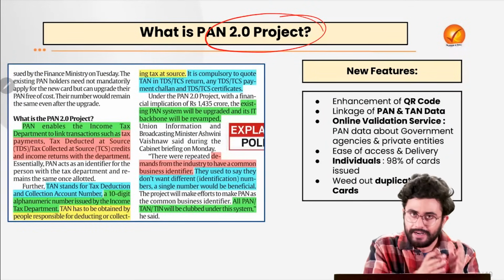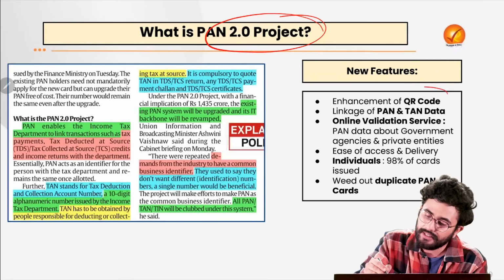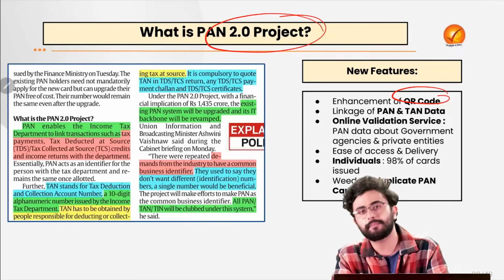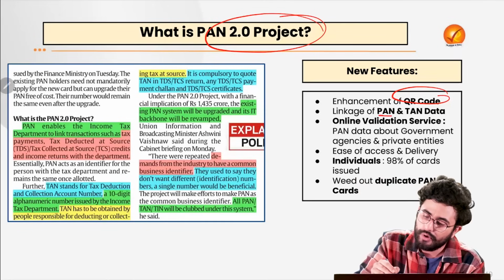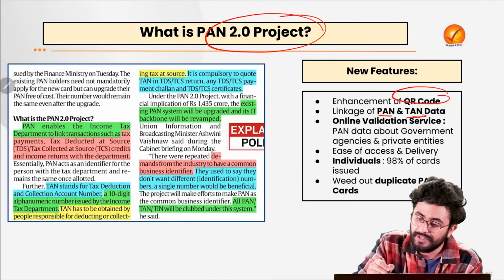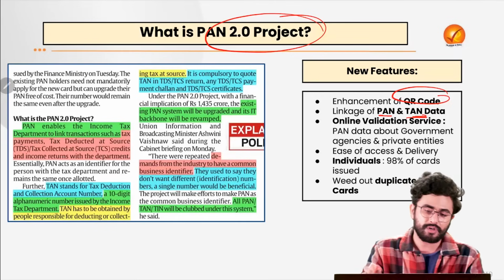Now, what is the PAN 2.0 project which we are looking at? The government has added some new features. First, it has said that there will be an enhancement of the QR code. Then the government is going to link the PAN, the permanent account number, with TAN data. What is TAN? Let's try to understand that.